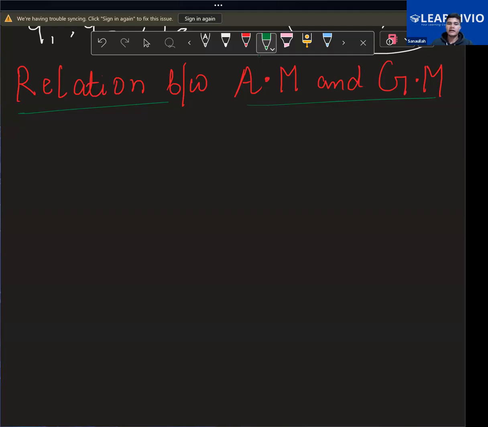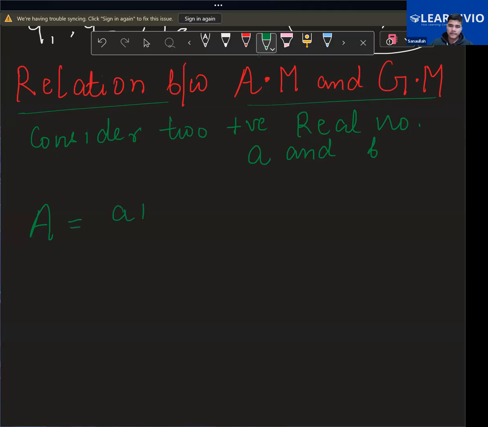Root ab. And if we have two positive real numbers, first of all, consider two positive real numbers a and b. Do you understand? So, what is arithmetic mean? Arithmetic mean A is equal to (a plus b) by 2.